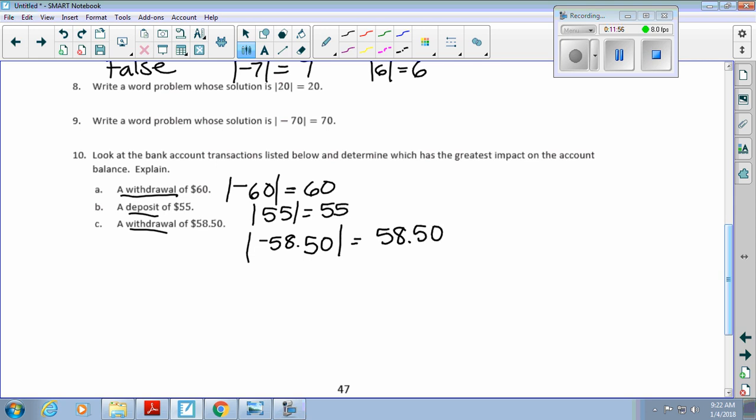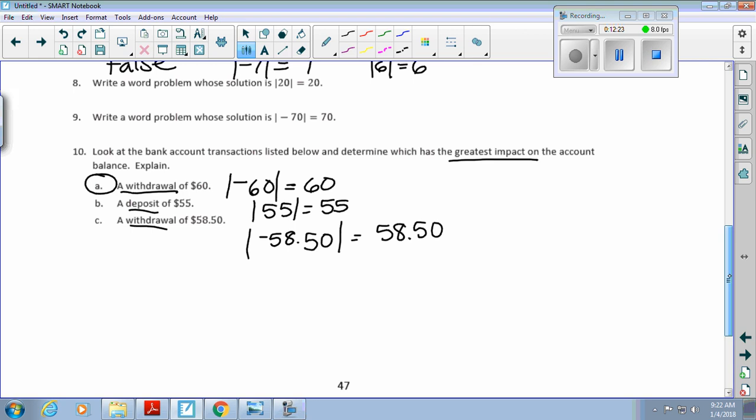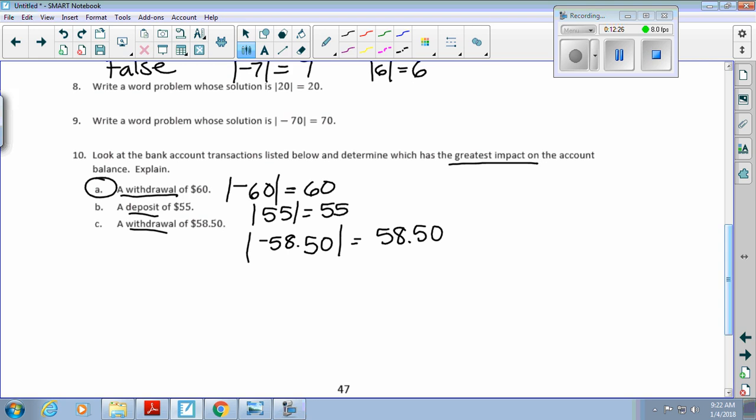That's going to be $58.50. So which has the greatest impact? Which one is going to change the account for the better or the worse the most? Yes, Liz. A withdrawal of 60. Very good. So this one would be the greatest impact on the account because it has the greatest absolute value. Greatest magnitude. All right, any questions on that? I'm going to pause this for a second while we talk about 8 and 9. All right, good examples for 8 and 9.